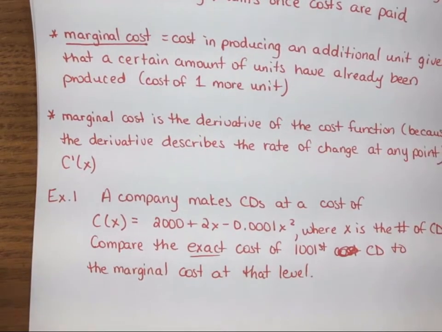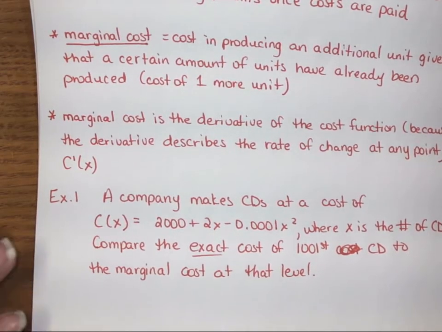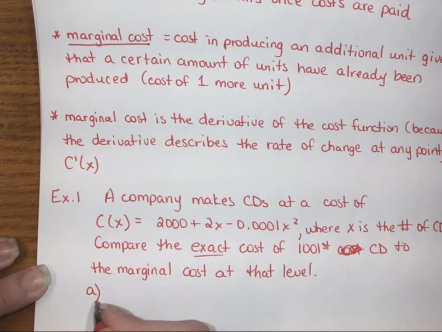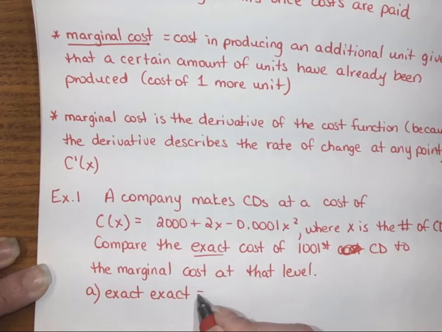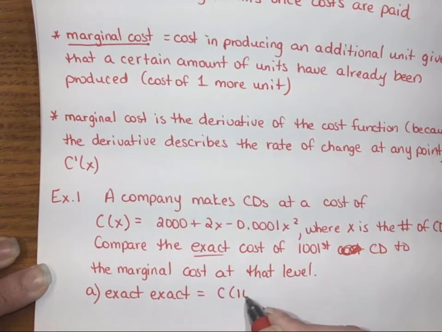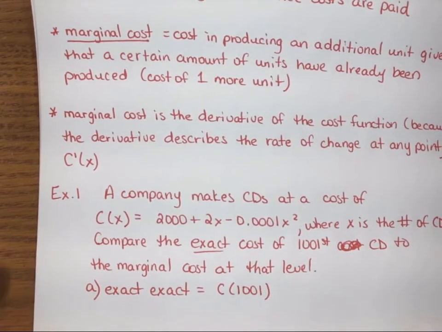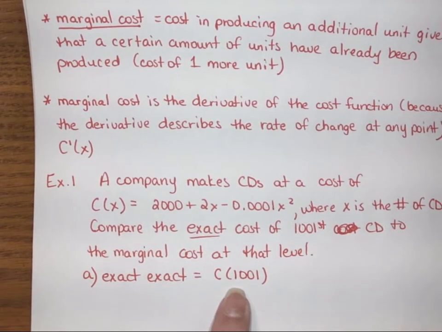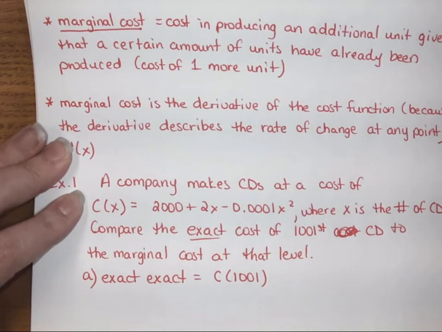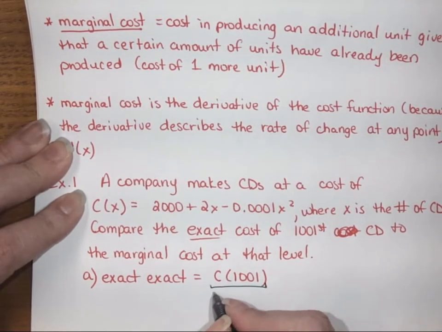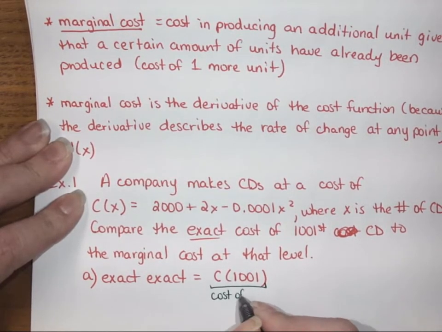Okay, so for exact cost, I don't actually need calculus. I can actually just use algebra. So I'm going to start with C of 1001 since that's the item that I want, but keep in mind this won't be my answer because this would actually be the cost of all the first 1,001 CDs. It's a total cost function.